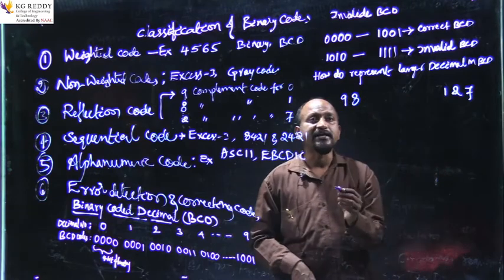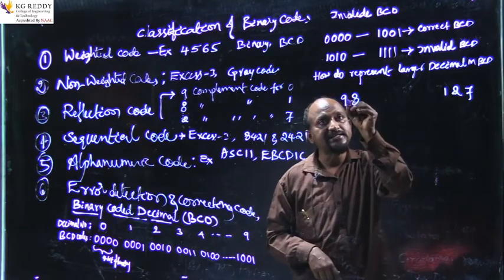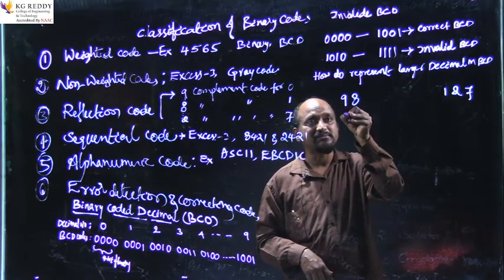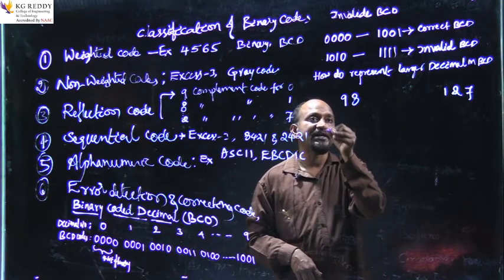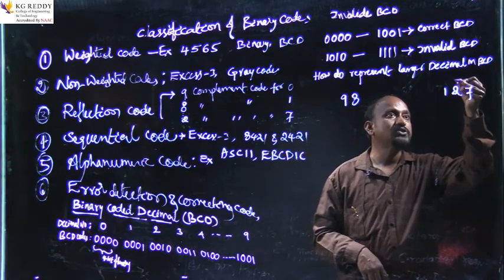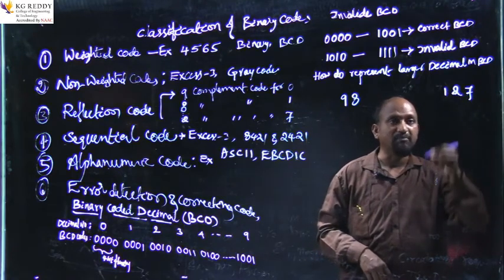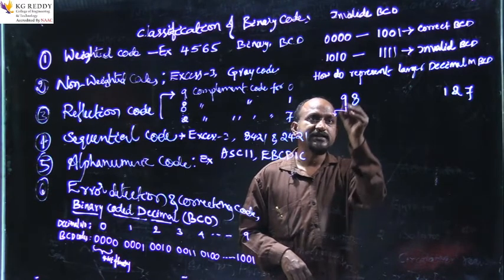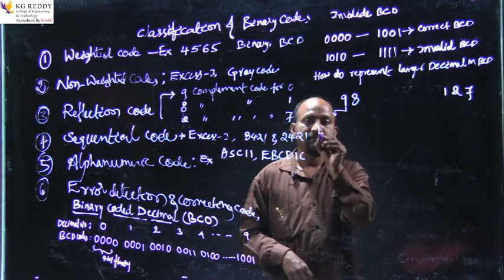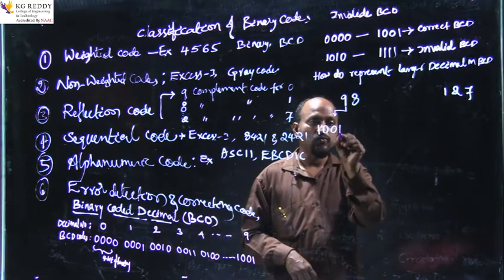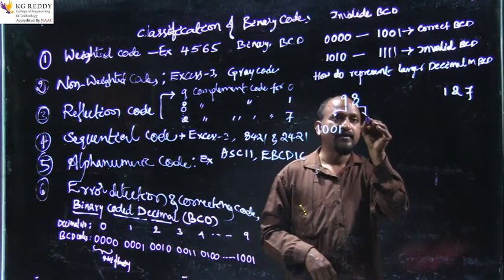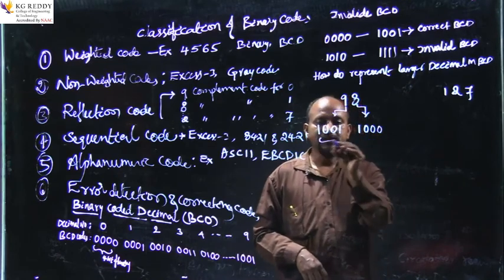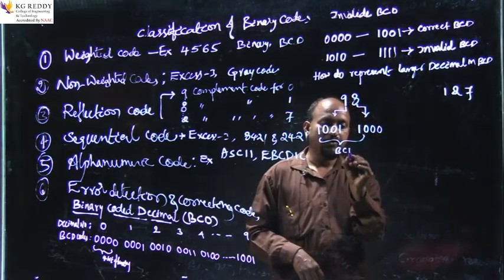So for the BCD of 98, as I told you, each digit in the decimal should be a set of 4 bits of binary. So the digit 9 is binary 1001, and 8 is another 4 bits of binary, that is 1000. This is the BCD of 98.